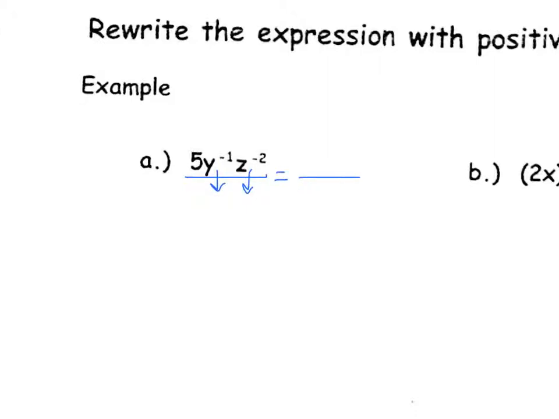So here's my fraction line. The 5 will remain on top with the y and the z coming down, but their exponents changing to a positive. There's nothing I can do to simplify. That is simplified as much as you can.